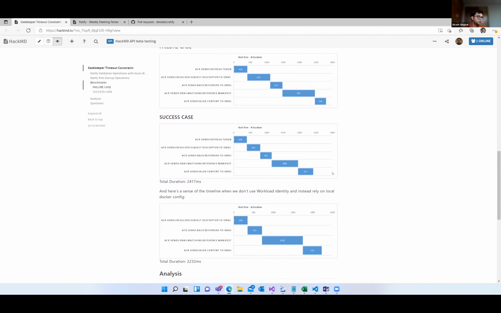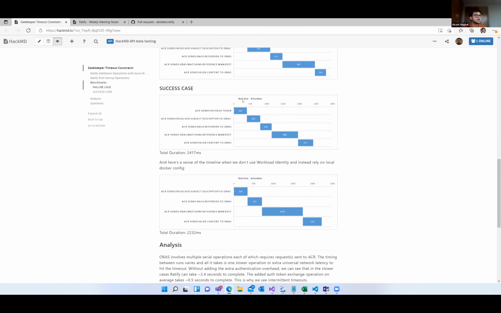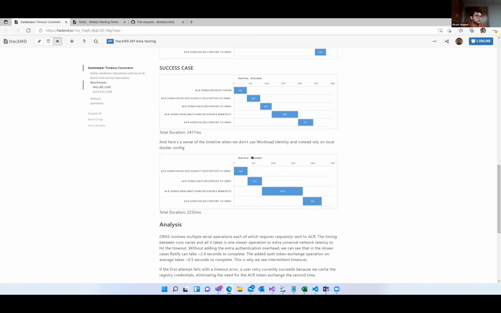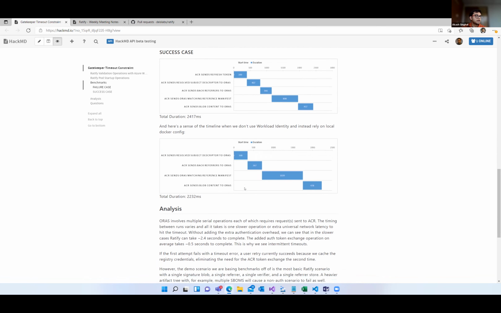Now to compare it to without any of the authentication. So this is previous to any workload identity. There's no ACR token exchange actually happening because we already have the credentials stored locally, so it skips the first step. But as you can see, the rest of it stays basically the same. The actual ORAS operations are the ones that are pretty heavy. And in fact, this third one, which is finding the matching referrer manifest and returning that, seems to take the longest out of all of them.